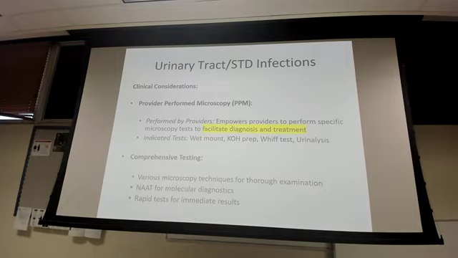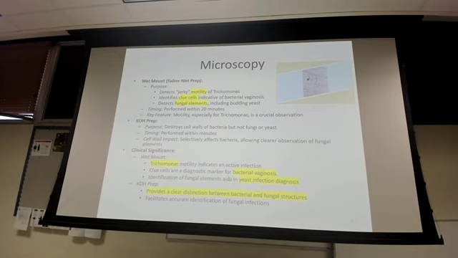All right, so provider performed microscopy. All right, y'all know wet mount, KOH, whip test, urinalysis, and comprehensive testing: microscopy, NAT for molecular diagnosis, and rapid test for immediate results. You see this a lot in urinary tract and STD infections. You all will see this a lot in your MTFs. Okay? All right, so this is an important slide I want you all to know.